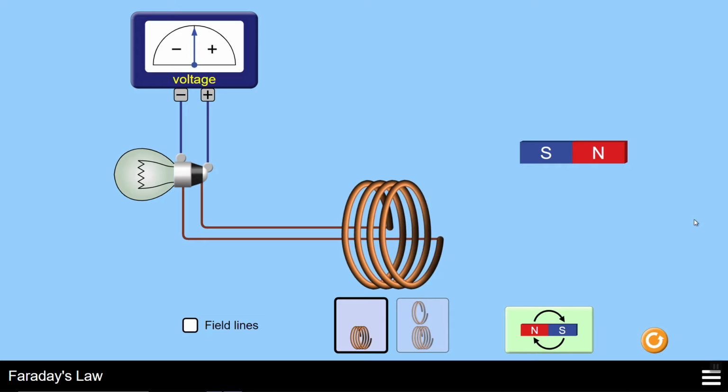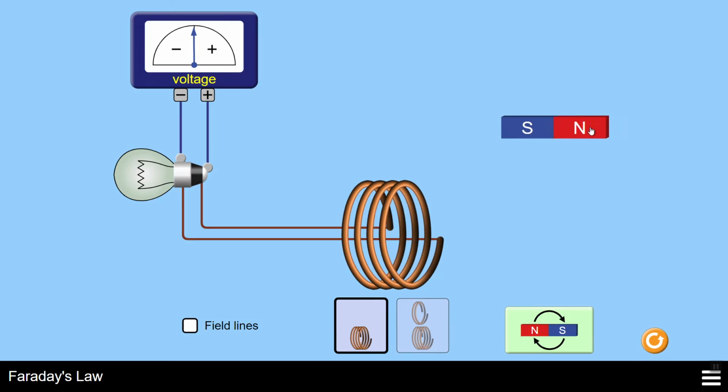So here we are, guys, in the simulation by itself, and I would like to address the parts before actually going deep into the experiment. So here we have the magnet itself. This magnet has the south pole on the left and the north pole on the right, and in here is the button to flip the magnet in the opposite direction. So this is a functional button which is meant to move the magnet in the opposite direction.